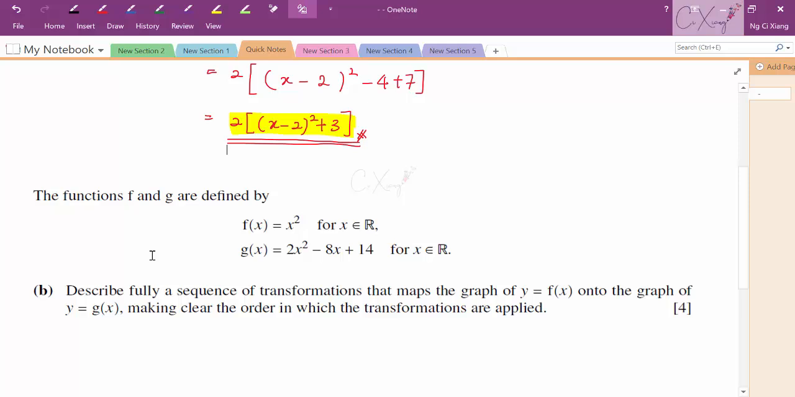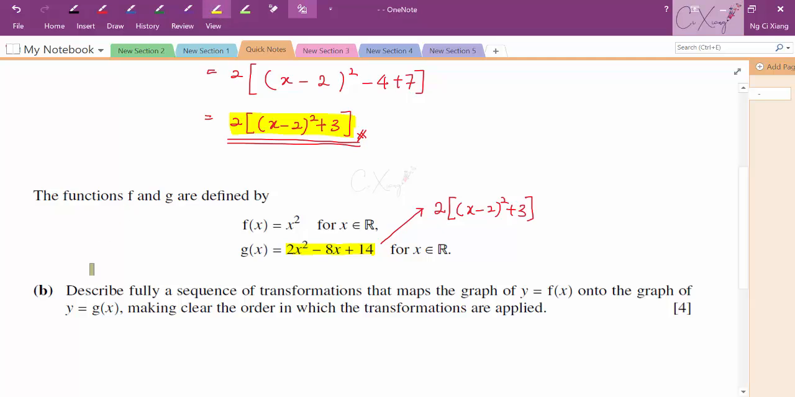Now they tell us that the functions f and g are defined by this and also this one. What we need to take note of is the function g(x). If you observe carefully, the function g(x) is actually the expression that we have in part 1. And of course, we should link that this expression can be written as 2 times the bracket of x minus 2 squared plus 3, from what we did in part 1.